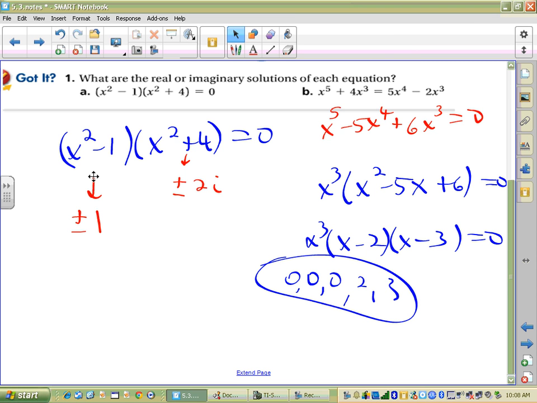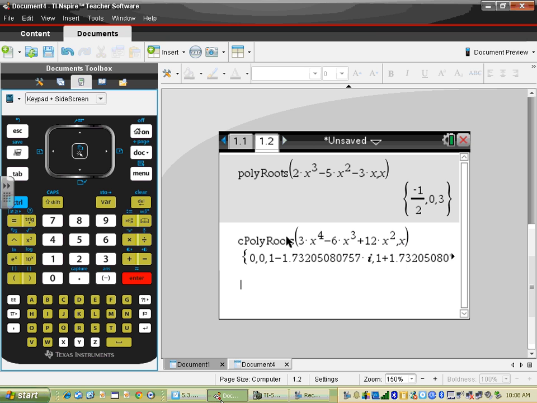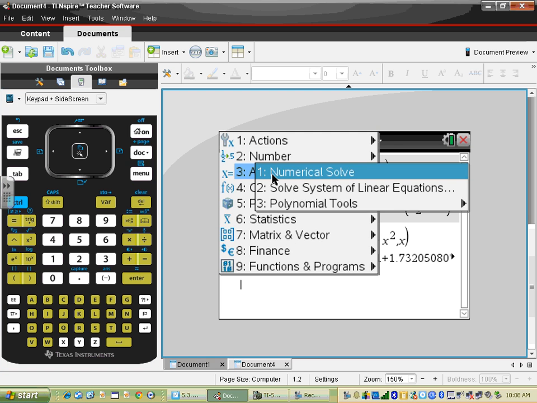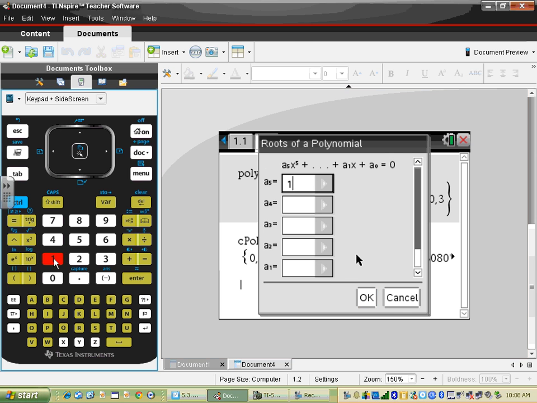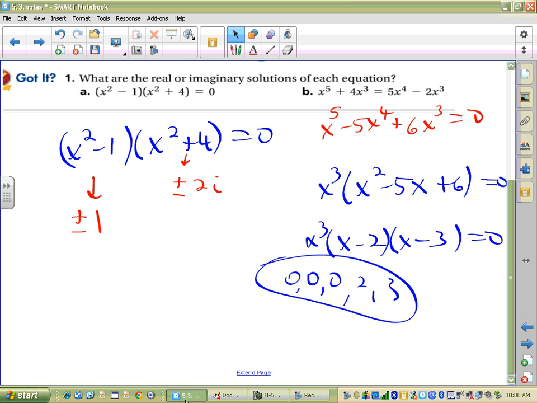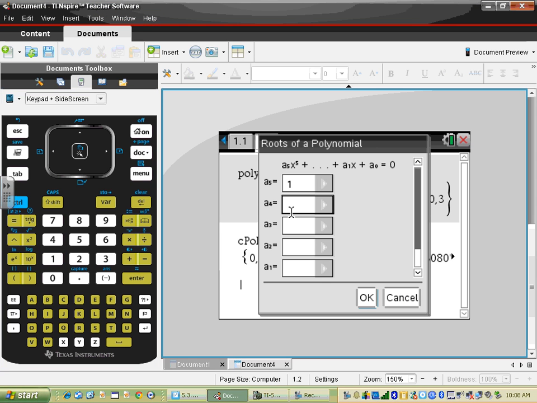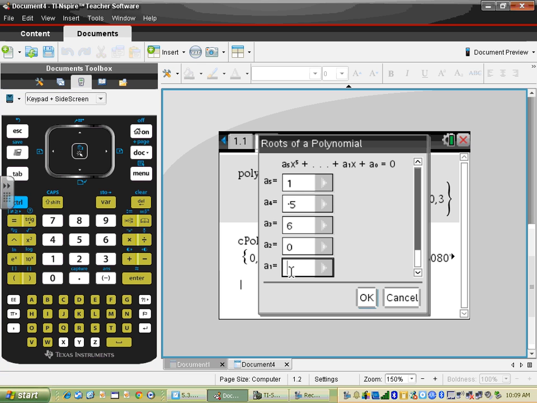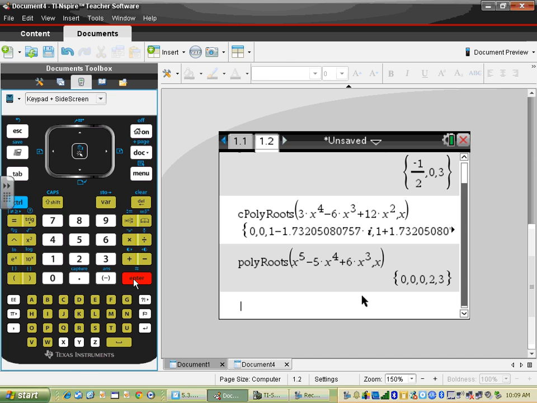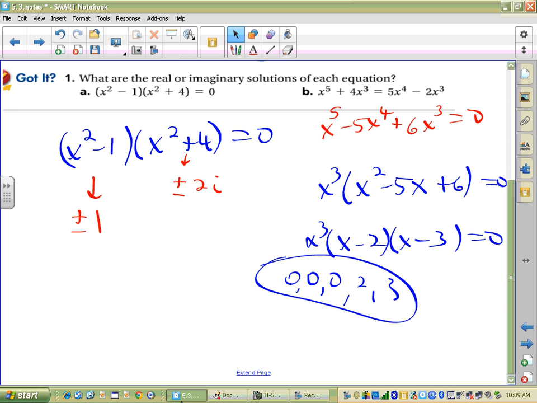Let's try that on the Inspire. X to the 5th, and those should all be real. X to the 5th minus 5x to the 4th. So menu, algebra, polytools, find roots. 5th degree, 1x to the 5th minus 5x to the 4th plus 6x cubed, and then there were no x squareds, no x's, and no constants. And bam, 0, 0, 0, 2, 3, like that. Okay? So you really need to be good at factoring. You really need to be fast and quick and sharp at factoring.